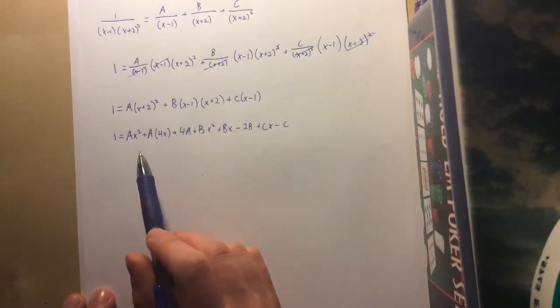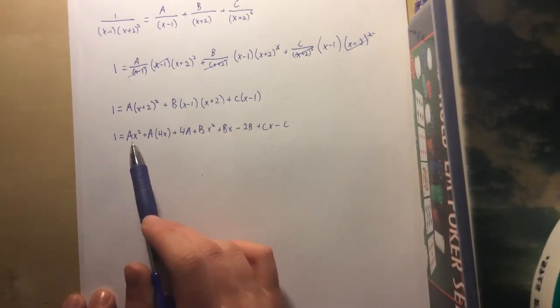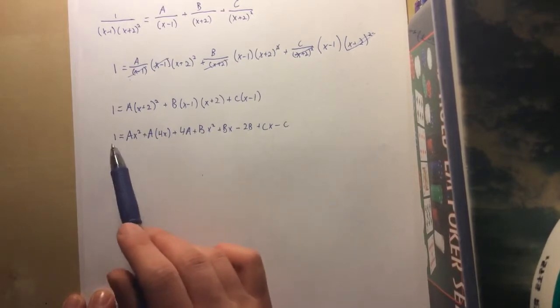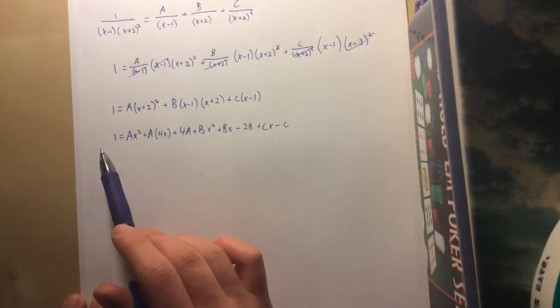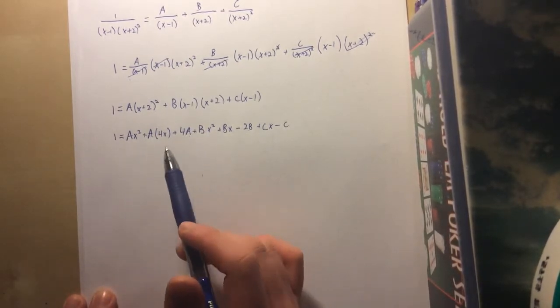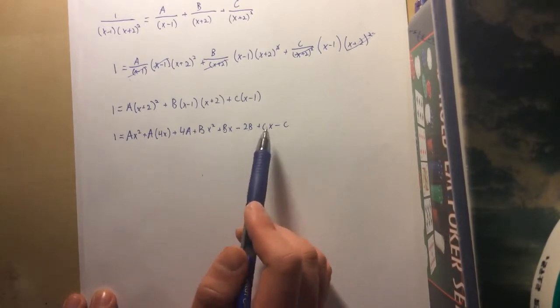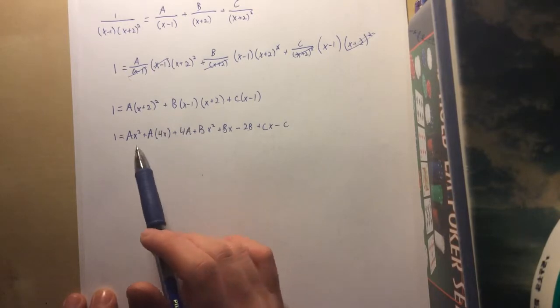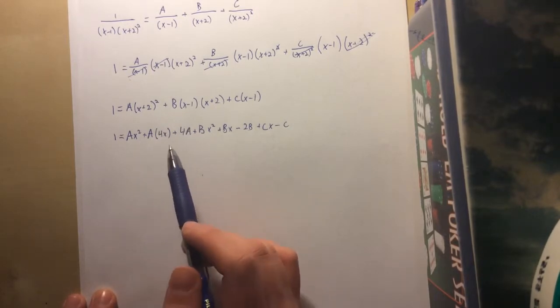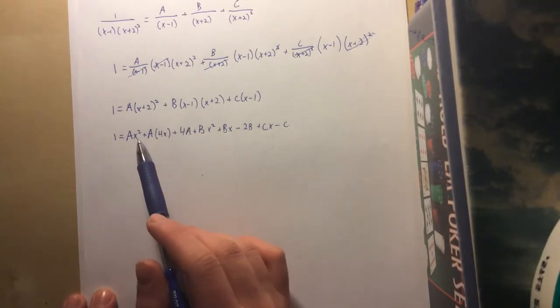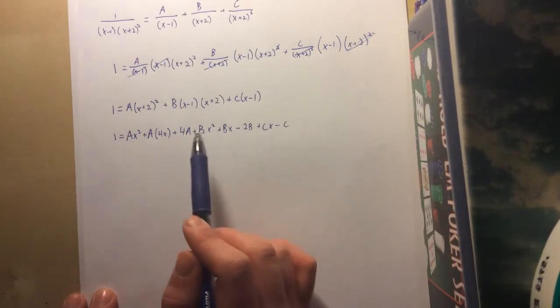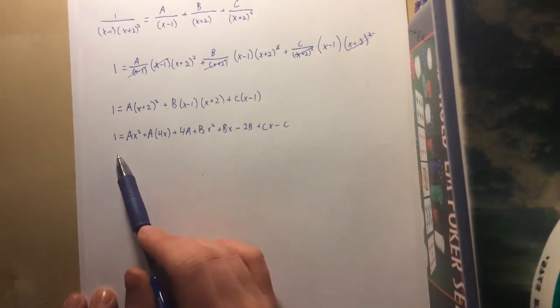Now look at this left term. Since the right side is going to equal the left side, and the left side doesn't have any x squareds or x's in it, that means the coefficients of the x squareds and the x's, when you add those up, are going to have to equal zero. And when you add up the coefficients of all the constants, all the values that don't have x, that's going to have to equal 1.